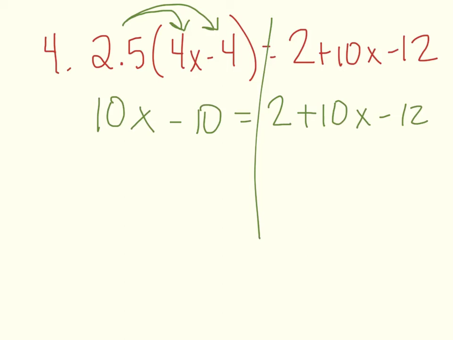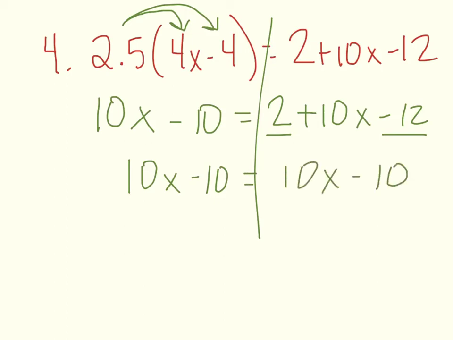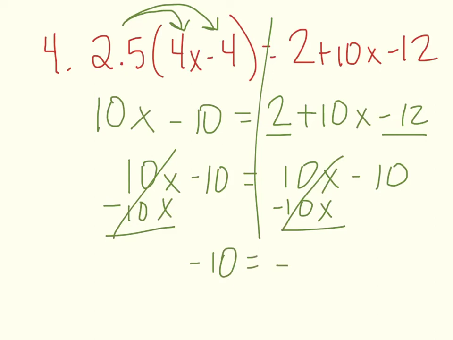Okay, on the right side, if you look, there's no distributing, but there are like terms over here, the 2 and the negative 12. I can put those together. So I have 10x minus 10 equals 10x. Now 2 minus 12 is negative 10. Okay, now I got to move my x's so they're on the same side, so I can subtract this. I'm subtracting because it's positive, so I subtract 10x. So those are gone, and you get negative 10 equals negative 10.